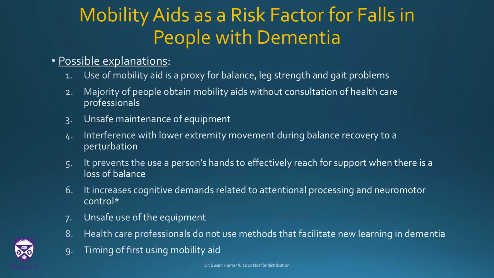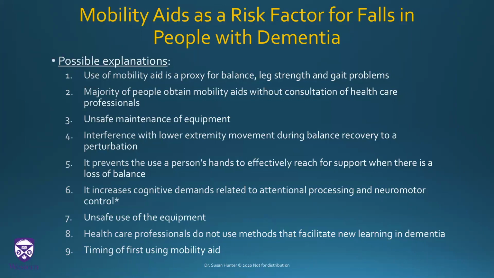This could come from the fact, again, that most people don't see a healthcare professional, or if they do, there's a limited number of visits that they have for training. Number 8 is healthcare professionals do not use methods that facilitate new learning in dementia. A lot of therapists feel uncomfortable or don't feel they have the expertise to effectively work with people who have dementia, particularly where there's communication problems.